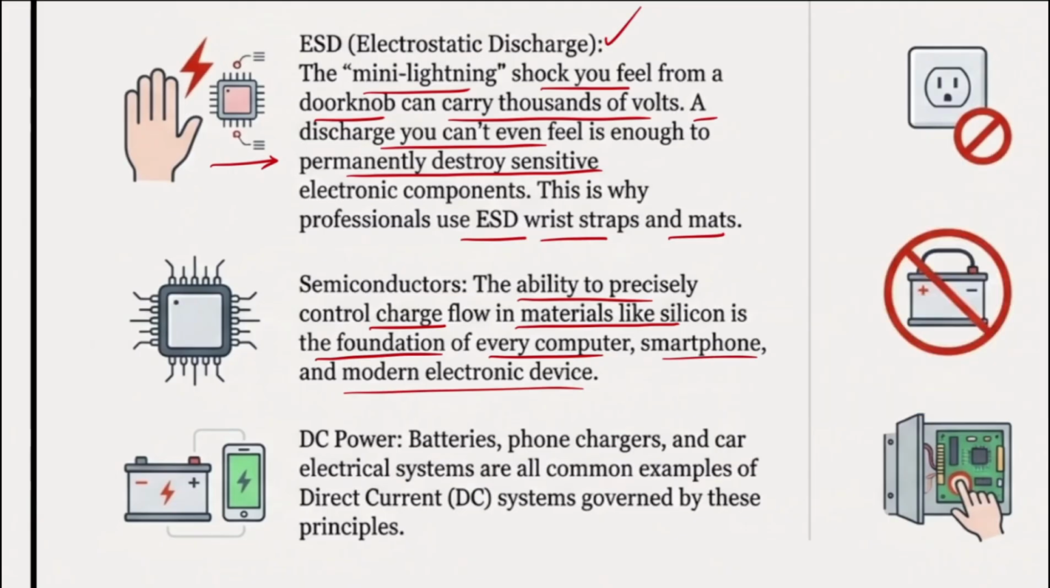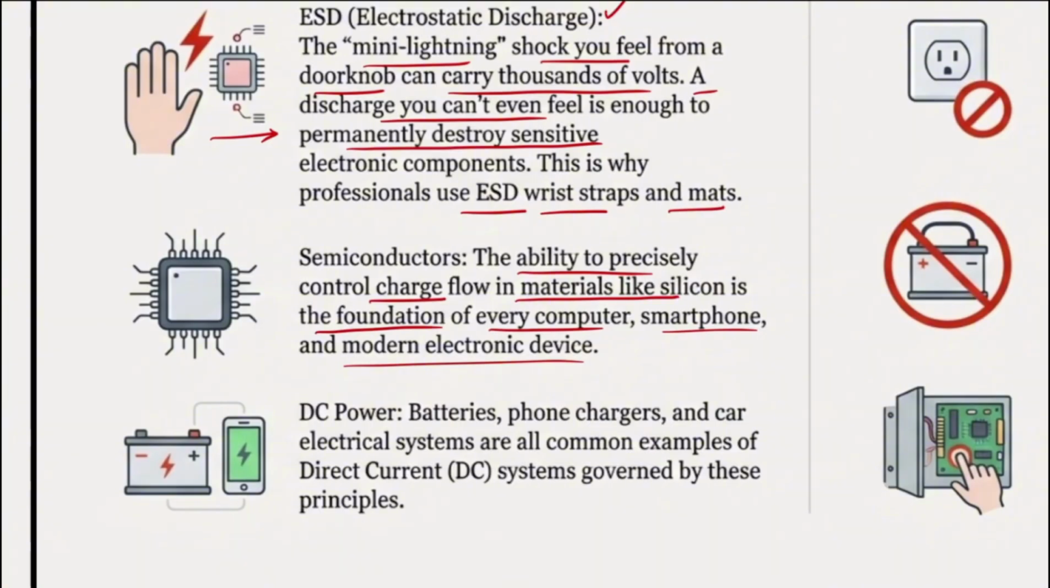So about DC power, you see it everywhere. The batteries, the phone chargers, and car electric system all are common examples of direct current. When we say direct current, it means that the specific voltage that those are working with is going to be constant all the time, and this kind of system is going to be governed by all of these principles. If you remember, when we were talking about the current, we started with the fact that we are going to connect the battery itself with the load.